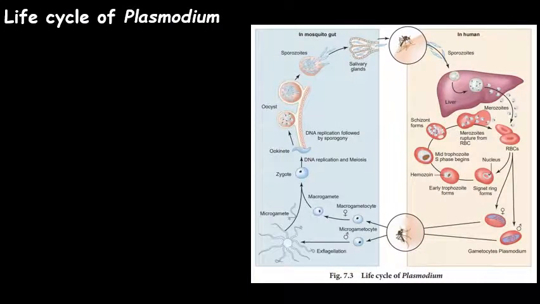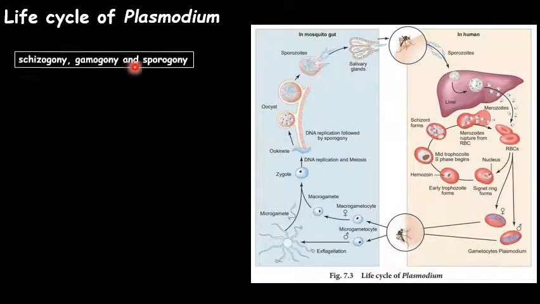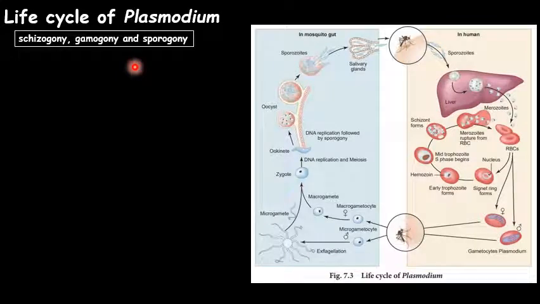Let us learn about this life cycle of Plasmodium. In my previous video I told you that we have several species of Plasmodium that cause different types of malaria. Depending upon the species that caused the malaria, the erythrocytic cycle also varies, right? Generally the life cycle of Plasmodium involves three stages: schizogony, gamogony and sporogony.